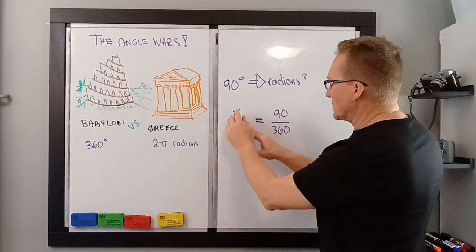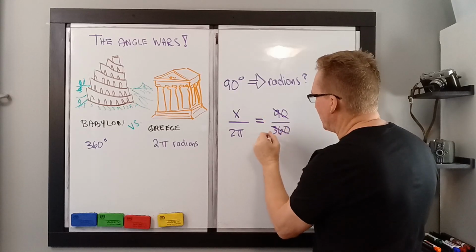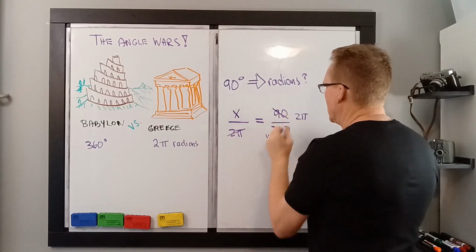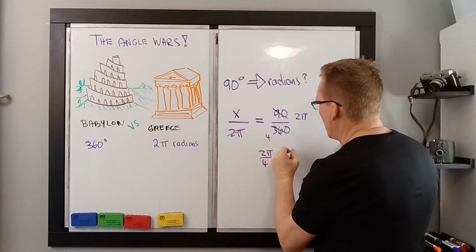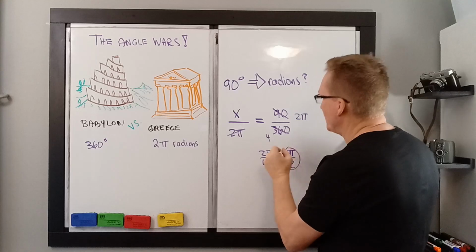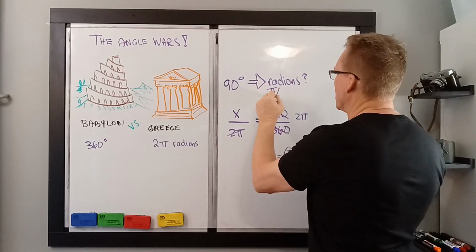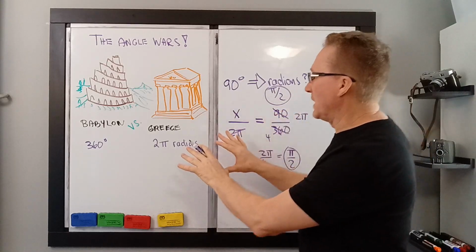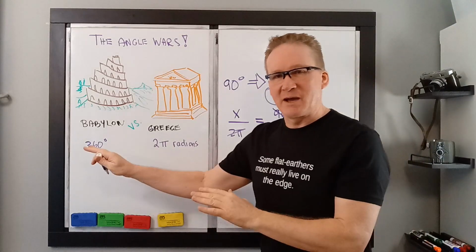So now we just solve for x. This here is 1 over 4, because there's 4 of these and 1 of these. We multiply this by 2 pi. Now we're going to be left with 2 pi over 4, or pi divided by 2. So 90 degrees converts to radians, and we get pi over 2. You might have already known that. This is just a simple way. You can use the same method to convert back and forth between the Greek method and the Babylonian method.